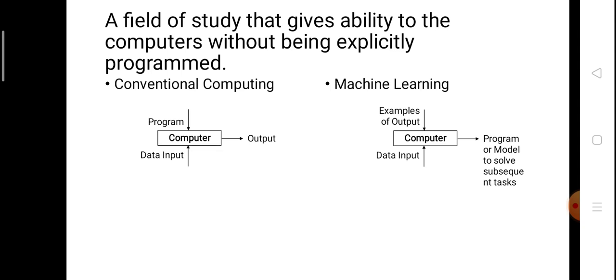So if we categorize machine learning apart from conventional computing, you can see that in conventional computing we write a program and give the input to get the desired output. But the case with machine learning is somewhat different, where along with the data input we do not need to write the program. Instead, we need to give examples of the output, meaning some learning data, so that the computer can produce a program or model to solve subsequent tasks. It means in machine learning we try to train the computer so that it can perform the desired actions.